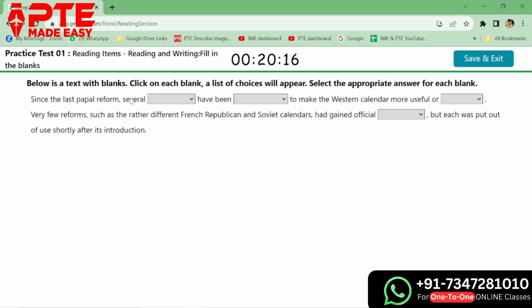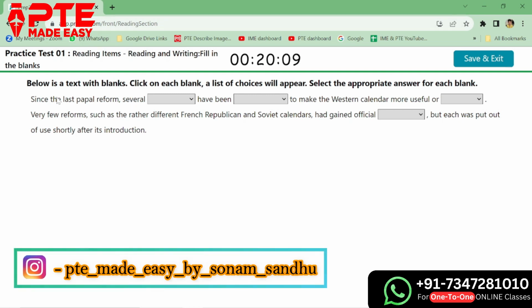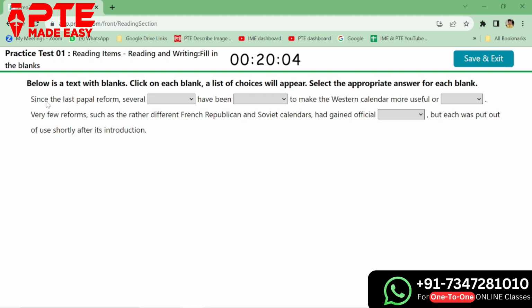These are the most important questions. That's why I am asking you to devote the maximum amount of time on these only. I'll tell you when you need not focus more. You'll get to know in the whole session, in this session only. Since the last paper reform, several dash have been dashed. So several what? Several dash have been dash. We'll get to know, several arguments or several proposals, because several something has to be plural here. Several essays have been. Let's see this option here.